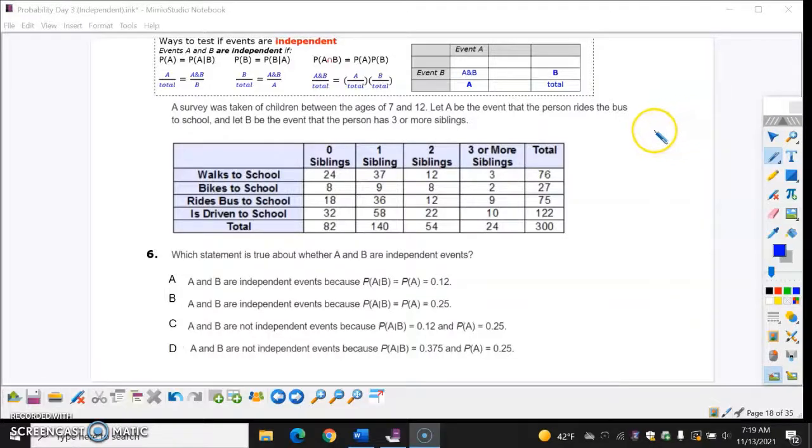Today we're picking up with the previous lesson, continuing with testing if events are independent. And this is for not the theoretical probability, but the experimental probabilities, because these are experimental results. If events are independent, it means one event does not affect the probability of the other.